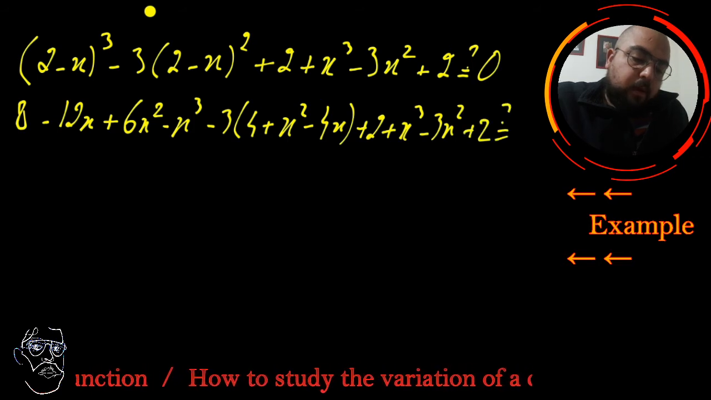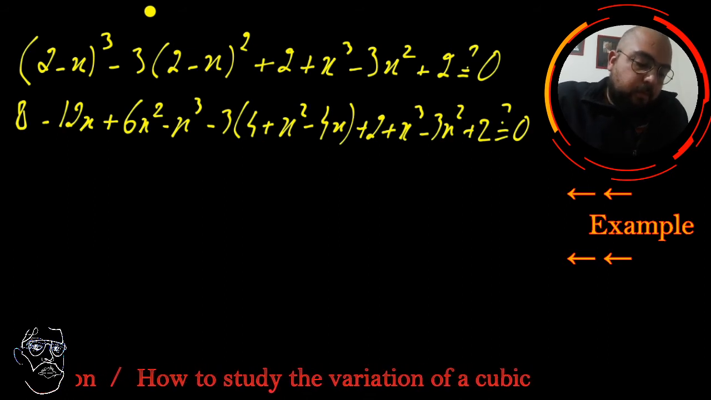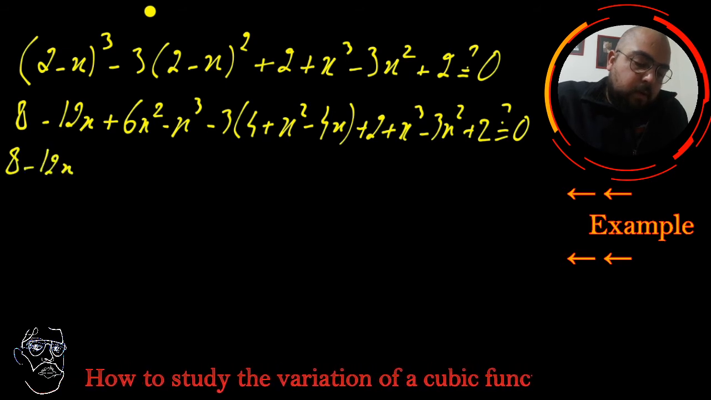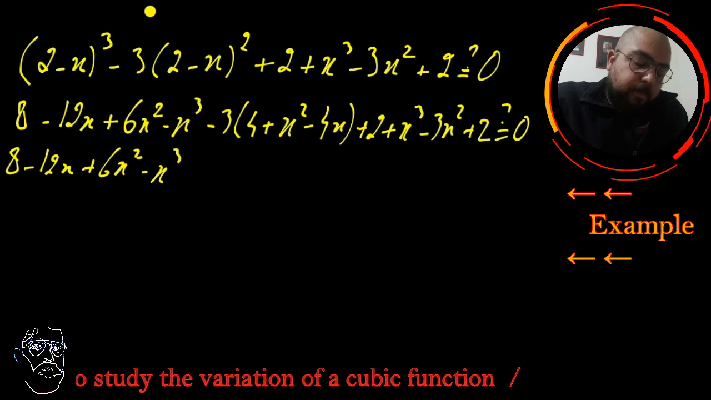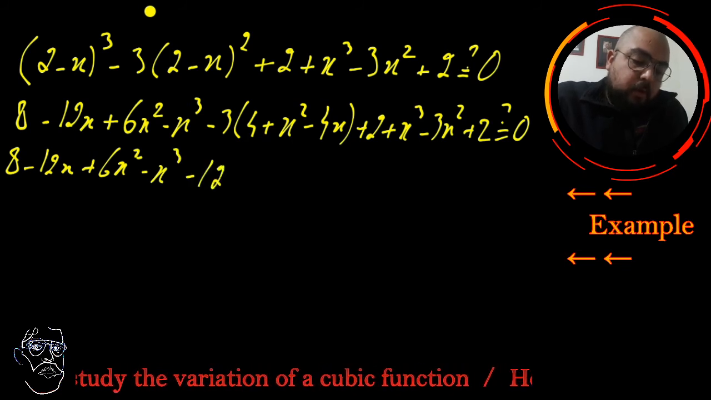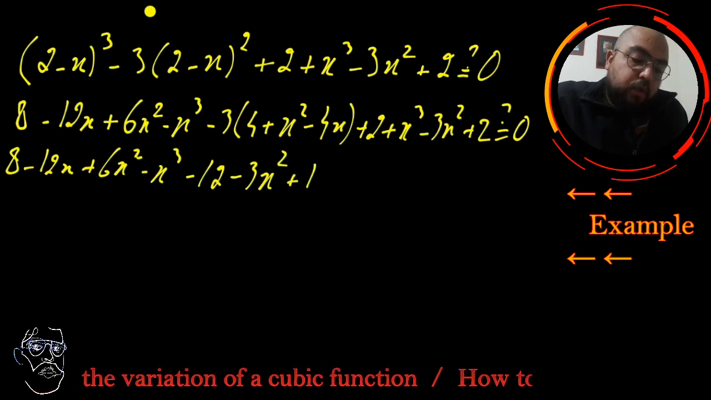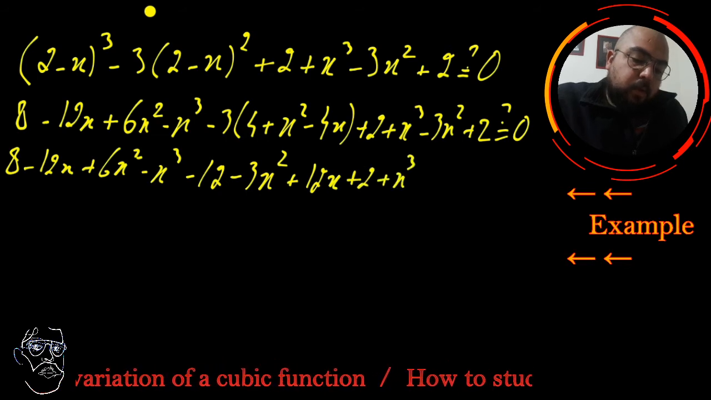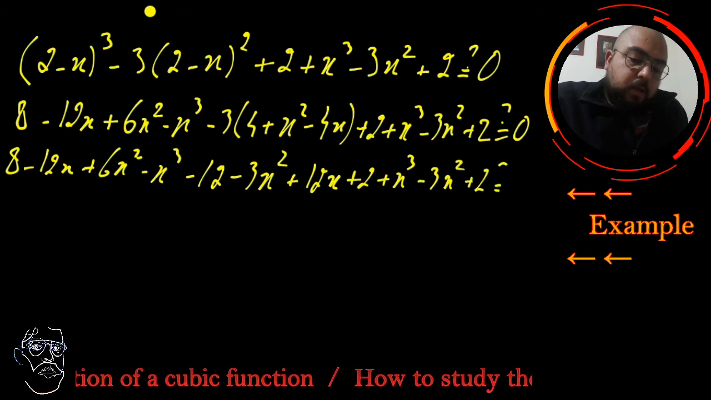Again, I will have to verify if it's 0. So I'm going to arrange it. I will have 8 minus 12x plus 6x², minus x³, minus 12 minus 3x², plus 12x plus 2 plus x³ minus 3x² plus 2. Again, is it equal to 0?